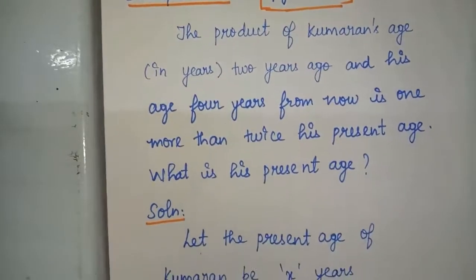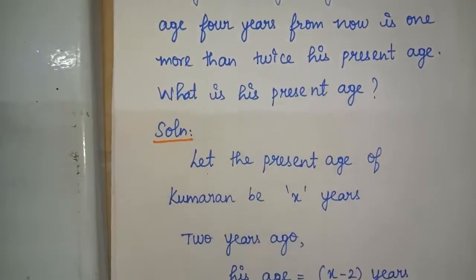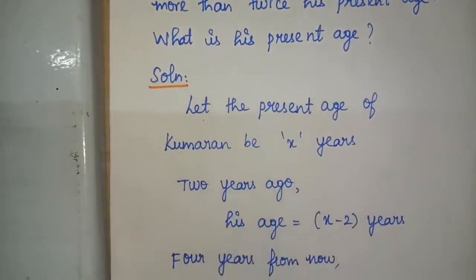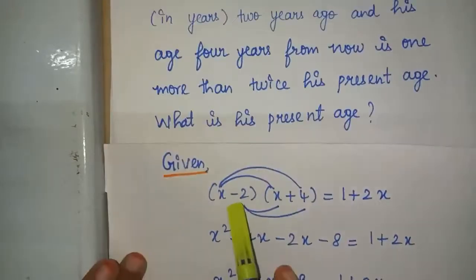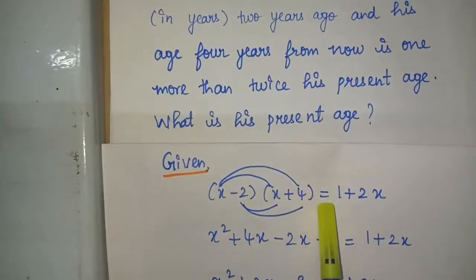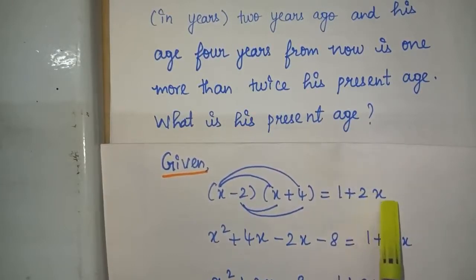So, solution: let the present age of Kumaran be x years. 2 years ago his age is equal to x minus 2 years. 4 years from now his age is equal to x plus 4 years. Given the product of these two ages will be equal to 1 more than twice his present age. So 1 plus 2 into x. Present age is x, so 1 plus 2x.